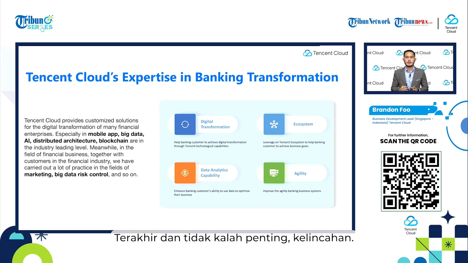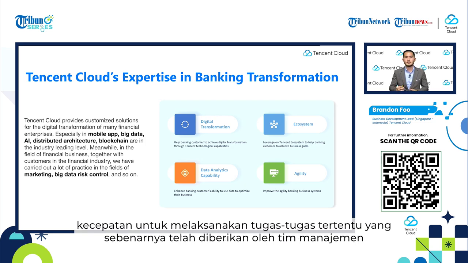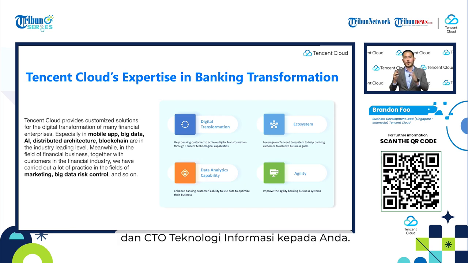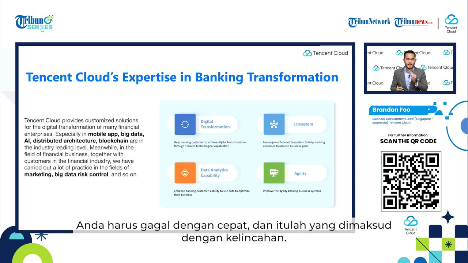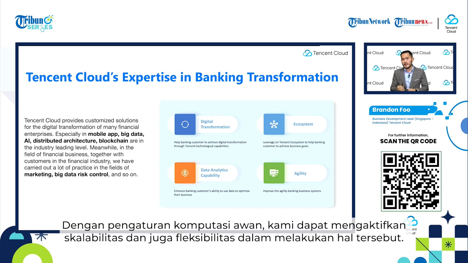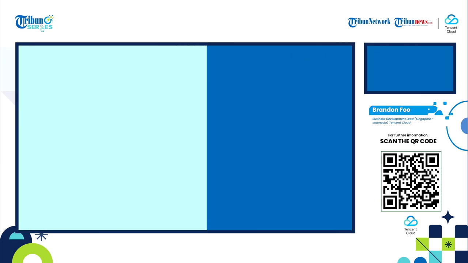And last but not least, agility. Agility means speed. The speed to execute particular tasks that your management team or your IT CTO has assigned to you. And you need to do it fast and correctly. If you want to fail, you have to fail fast. That is what agility is all about. And with a cloud computing setup, we enable the scalability and also the flexibility in doing so.